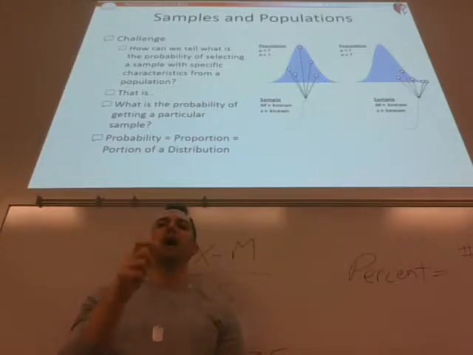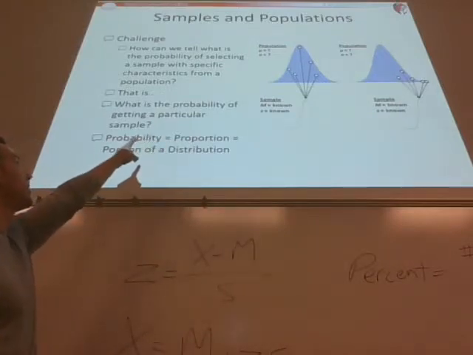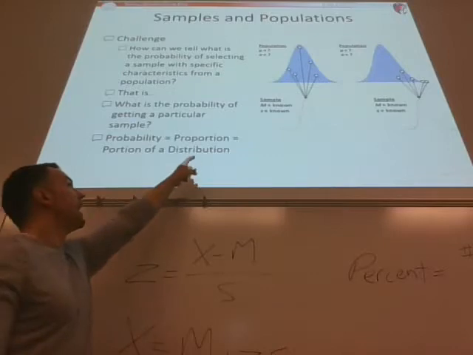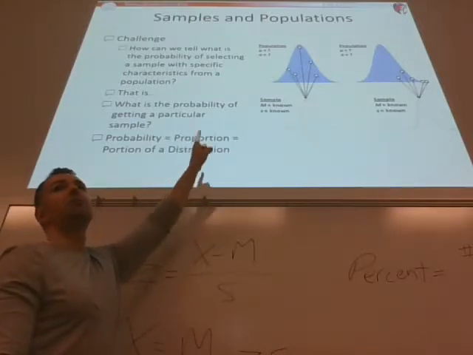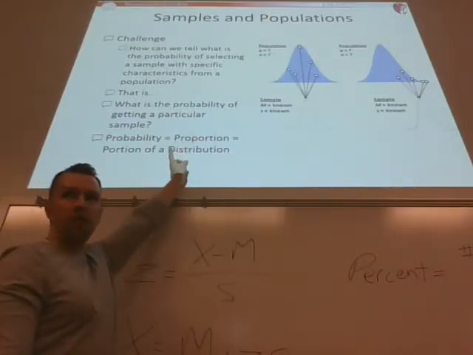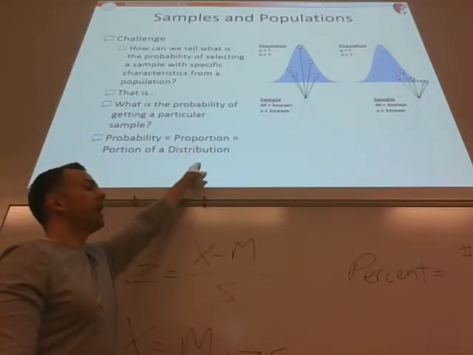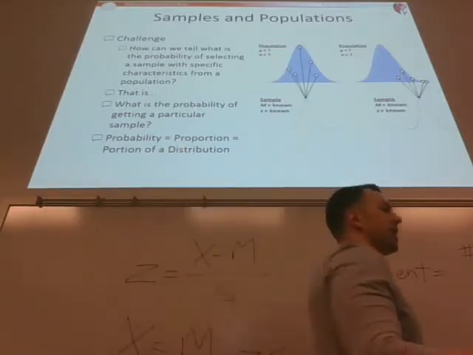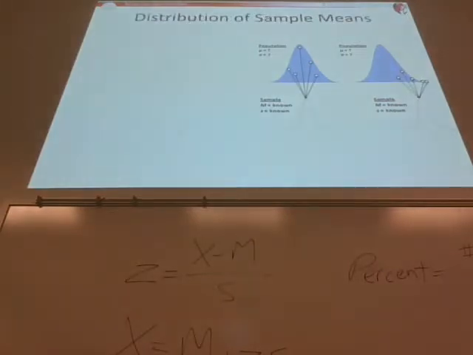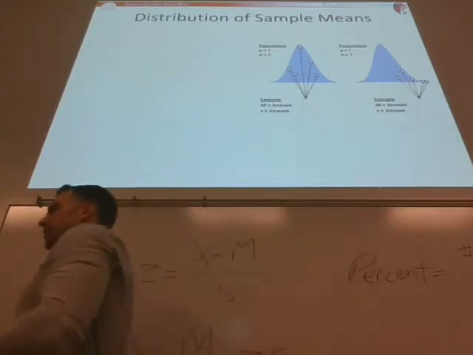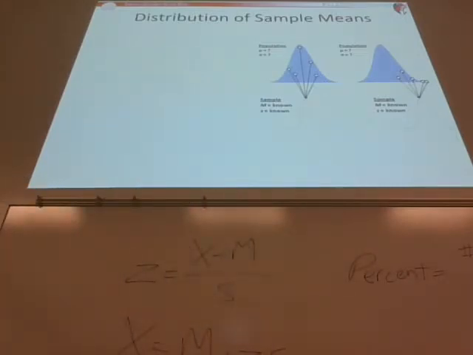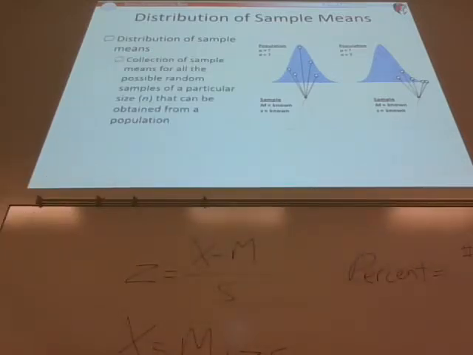So if we're looking for the probability of a particular sample, we need a distribution of samples. We're looking for the probability of a single sample. We need to find a distribution of samples. And that's where we come across the idea of the distribution of sample means. So the distribution of sample means, it's exactly what it says on the tin. It is a distribution of a whole bunch of different sample means.